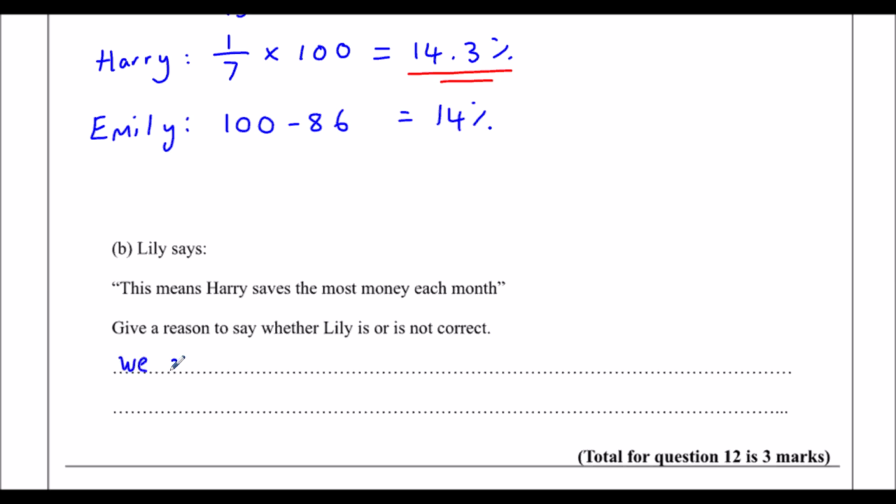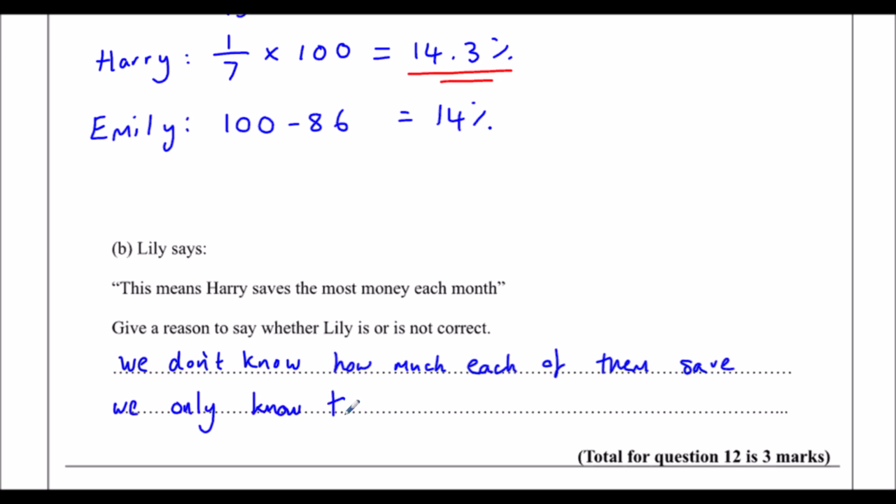So we don't know how much each of them save. We only know the proportion of their salary saved. So we don't know if it's true or not. So I guess it doesn't mean that Harry saves the most because we don't know. So Lily may not be correct.